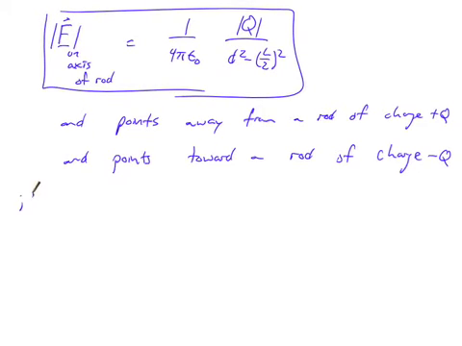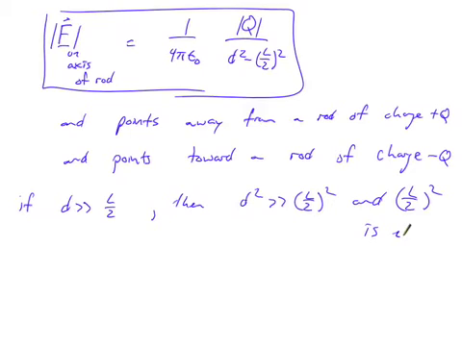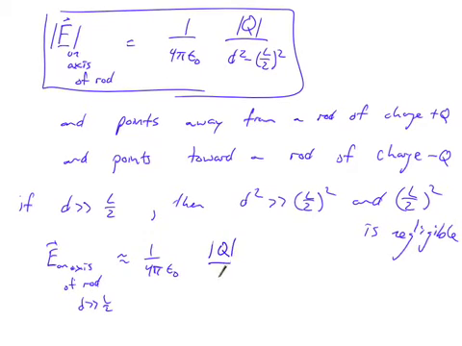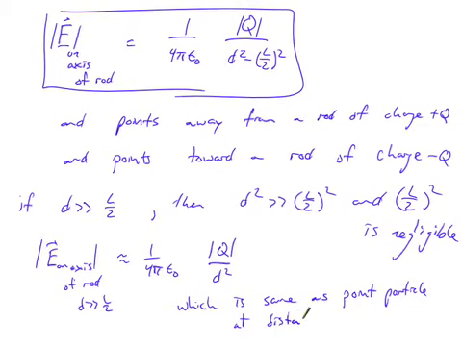Now let's consider what happens if the point P is at a distance that is much greater than the length of the rod. In this case, the term L over 2 squared is much less than d squared and is therefore negligible. That leaves us with an electric field that is proportional to 1 over distance squared, and this is precisely the same relationship as the electric field due to a point particle.